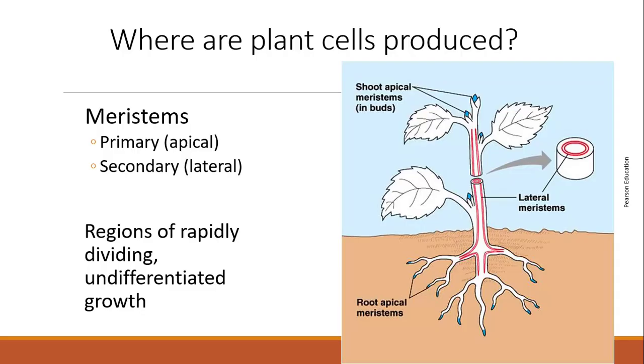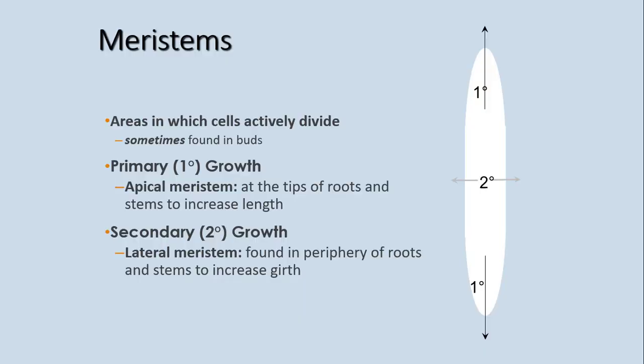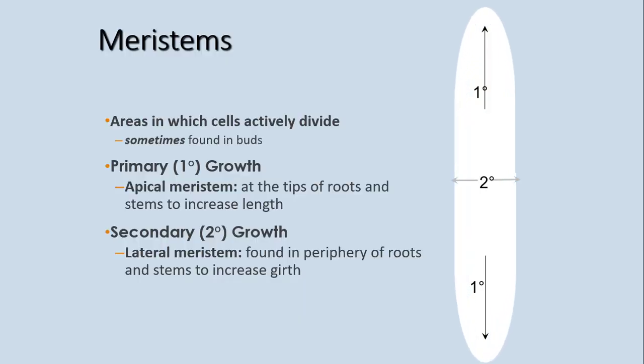So plant cells are produced in the meristems. Meristems are regions of rapidly dividing, undifferentiated growth, and they're broken into 2 types of meristems. There's primary and secondary, found both in stems and roots. So, as I said, this is where cells actively divide. It's sometimes found in buds. Primary growth happens at the apical meristem. That's at the tips of roots and stems to increase the length.